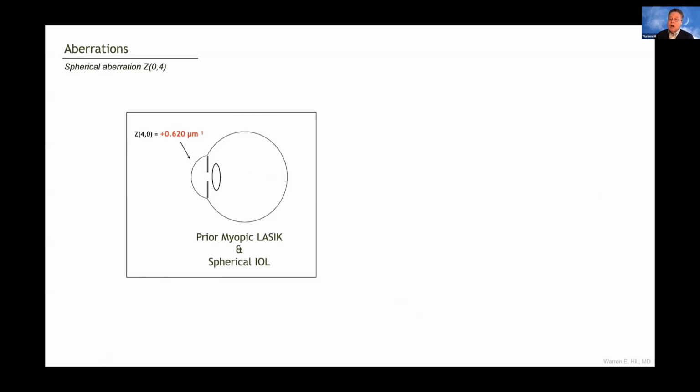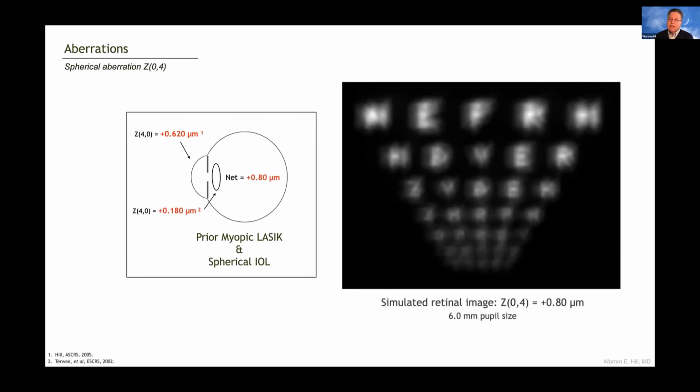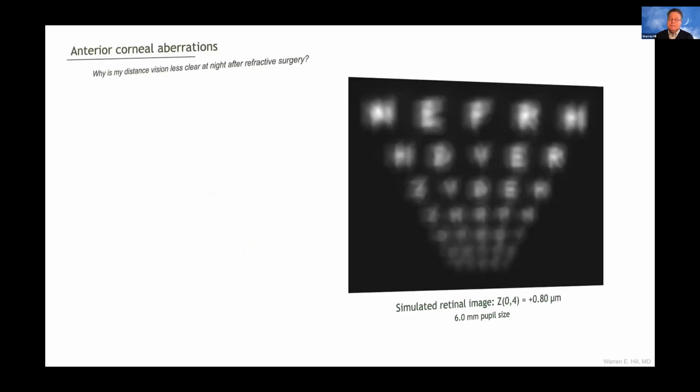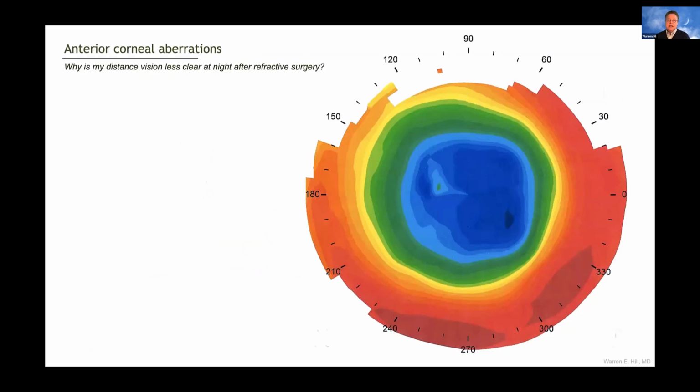Let's say we have somebody with prior myopic LASIK, and we use a spherical lens. We're going to be increasing the spherical aberration even more, and this is what they see. So they will tell you they don't like their vision at night very much at all. So let's go through some examples. This is an eye with prior myopic LASIK, and it's a 9-diopter ablation. So this is early generation LASIK. You can see by the sharp margins of the ablation pattern.